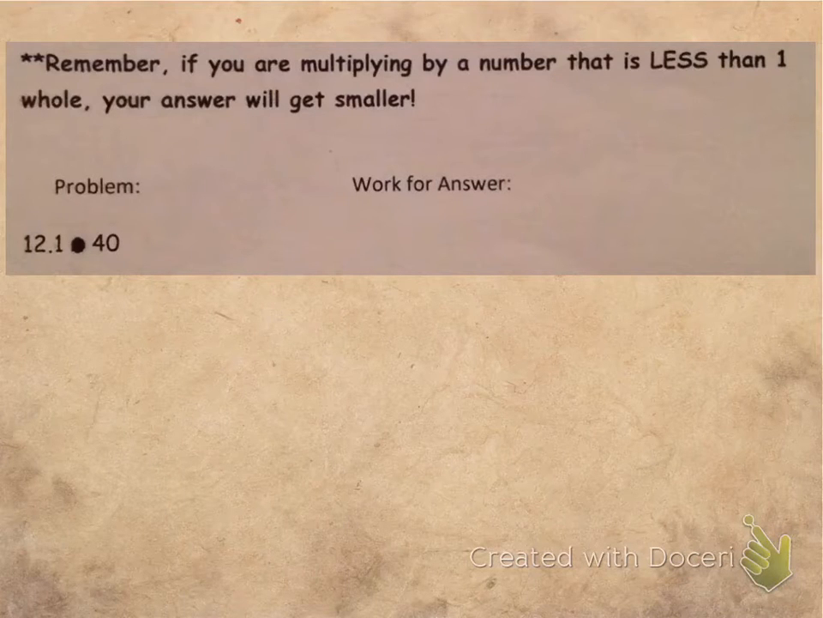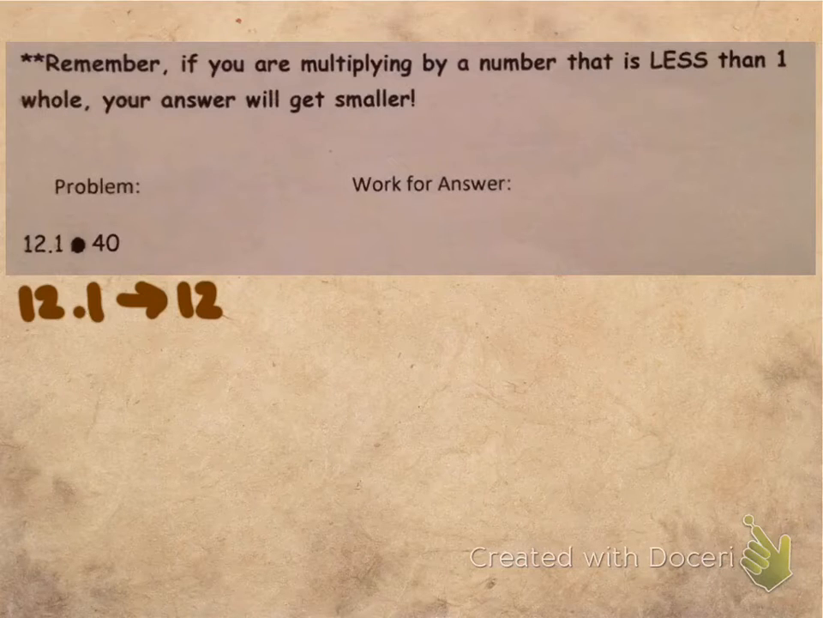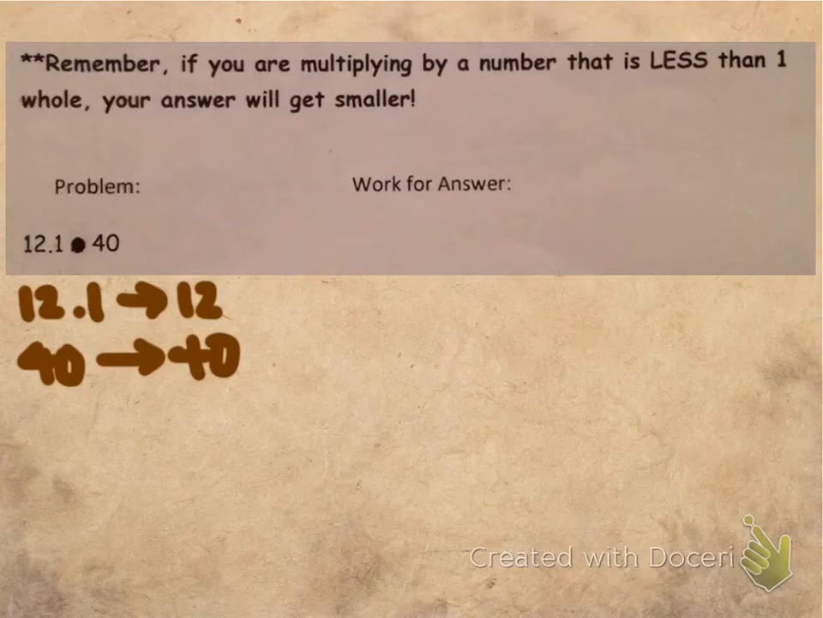Okay, step 1 said to estimate first. We're not going to do this every time, but we're going to do it this first time just to see. So for the estimate, we're going to round to the nearest tenth on this problem. So here we have 12.1. That rounds to 12. And 40, well, it's at 40, so that is good right there. So then you multiply.